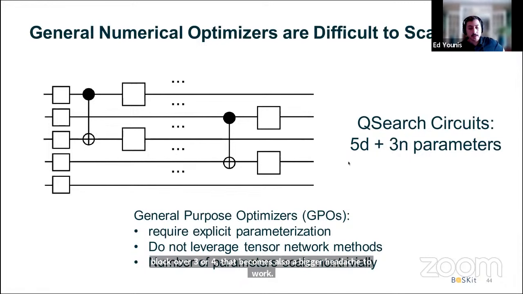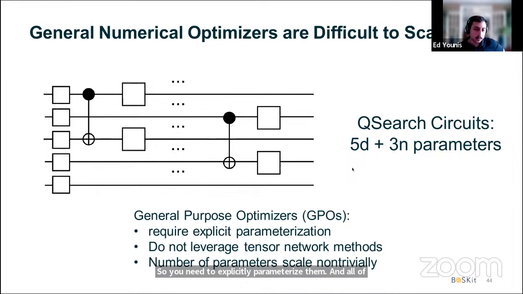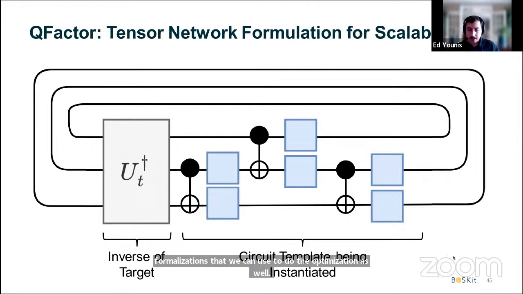And all of this doesn't leverage tensor network methods. We do our function evaluations using tensor network contractions in efficient ways when it's a win. But there are methods in the tensor network formalization that we can use to do the optimization as well. And so we built QFactor. It does all of that.